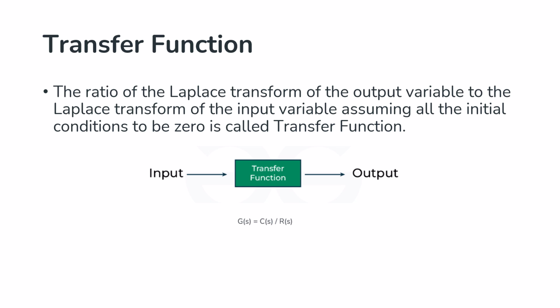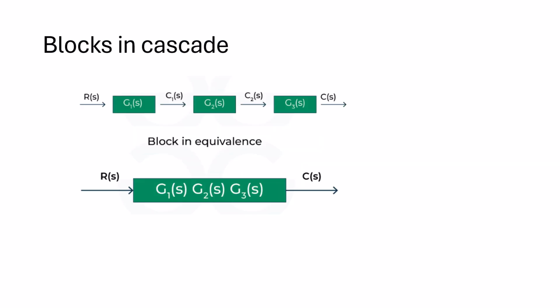If we go into the definition, it is the ratio of the Laplace transform of the output variable to the Laplace transform of the input variable, assuming all initial conditions to be zero. Now we will move to different rules of block reduction. If we have a series of blocks connected in series and parallel, then how do we reduce it to a single box? So the first rule is if we have blocks connected in cascade.